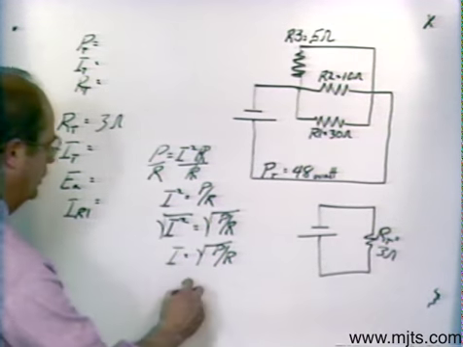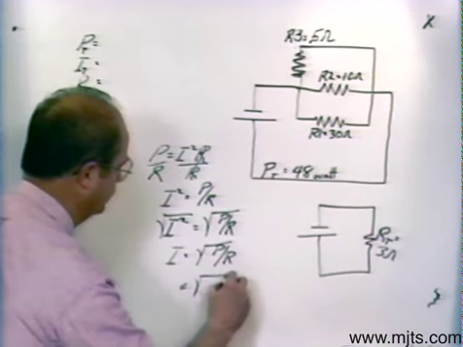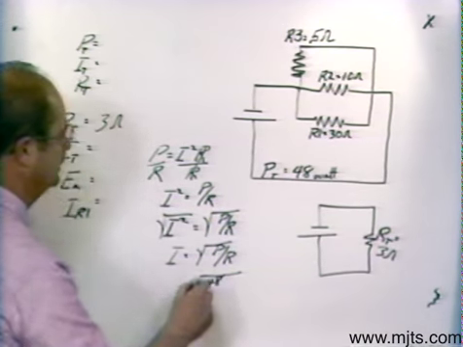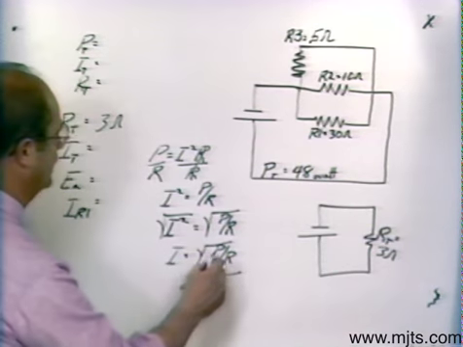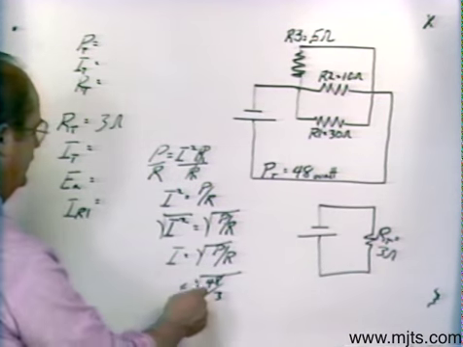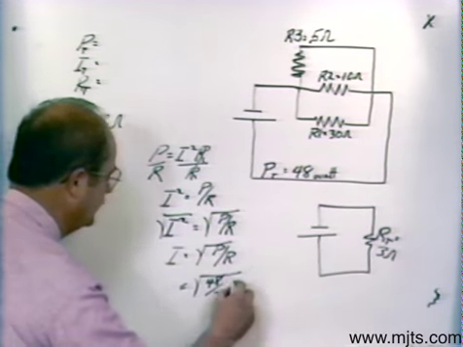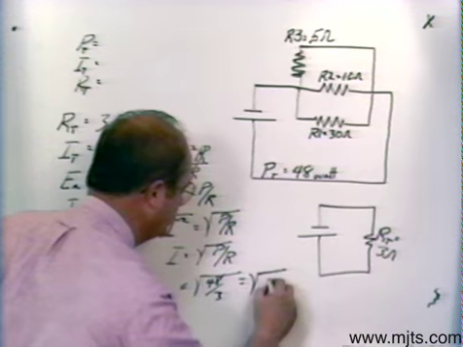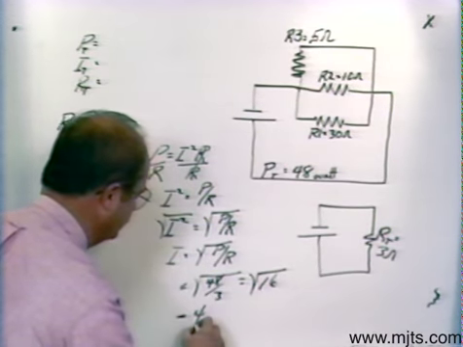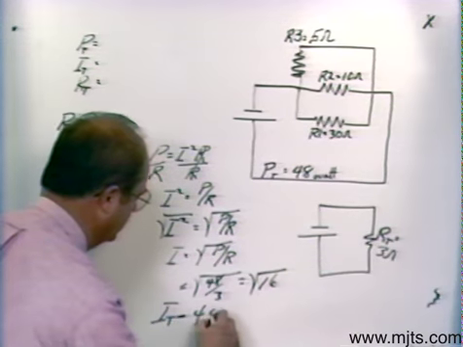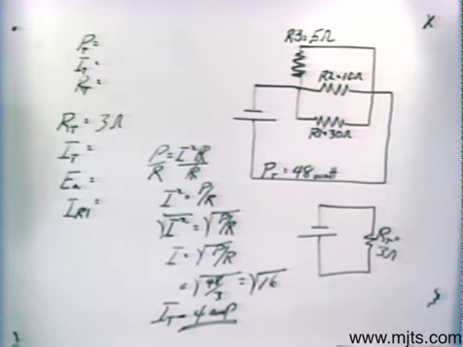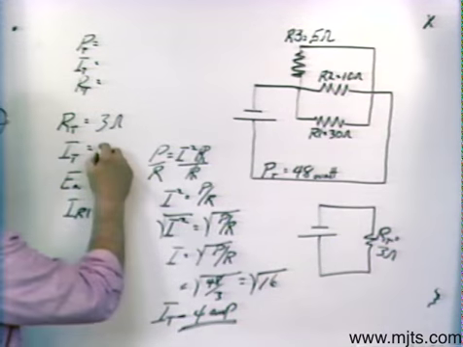Now, if I plug in what I know, I'm going to take the square root of, now I know my total power to be 48. I know that my total resistance is 3. If I divide 3 into 48, I'll have the square root of 16, which is equal to 4. So my total current is going to be 4 amp. So we can put 4 amp in here.